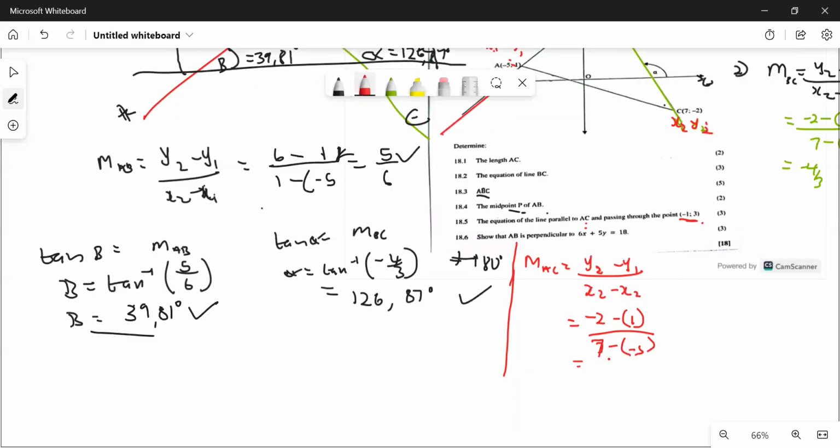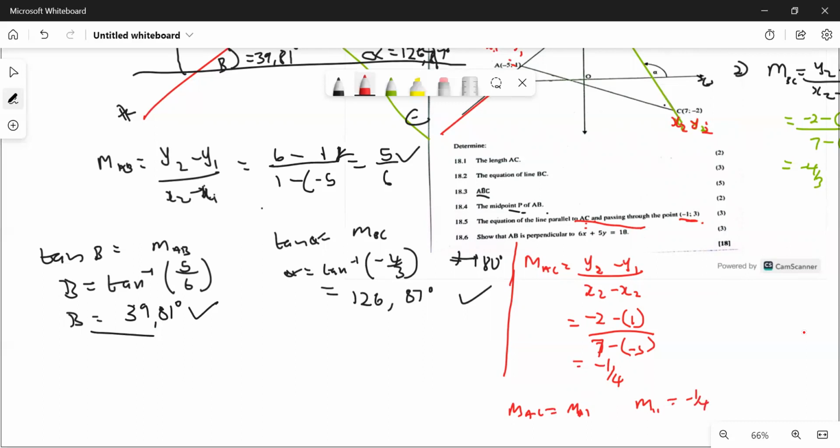Minus 1 all over 4. Okay? So this is M of AC. Now we're going to say that M of AC is going to be equal to M parallel. Again, they said we have a line parallel. So M of AC is equal to M parallel because these two lines are parallel. If these two lines are parallel to each other, then their gradients are going to be equal. So it means M parallel is going to be equal to minus 1 all over 4.